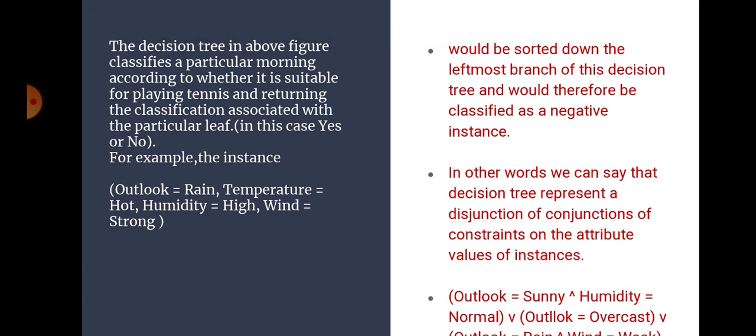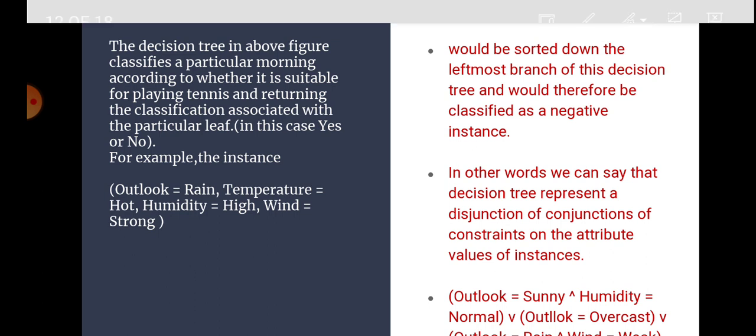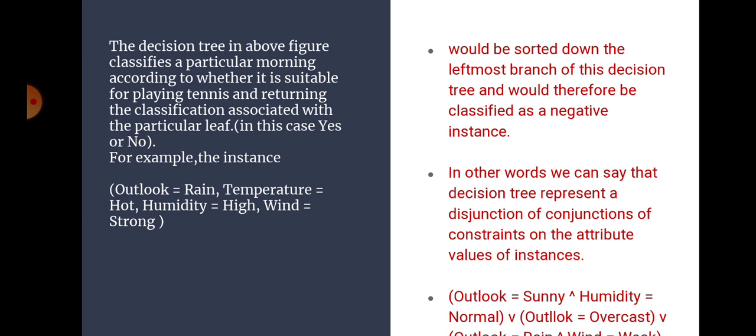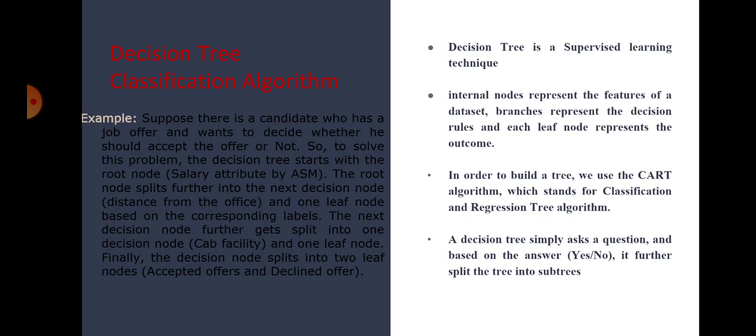Okay, so in other words, we can say that decision trees represent a disjunction of conjunctions of constraints on the attribute values of instances. Now like outlook sunny, humidity, all should be yes. At that time only we can go ahead with yes, and if it is more of no, then ultimately our instance will be no. So this is an example.